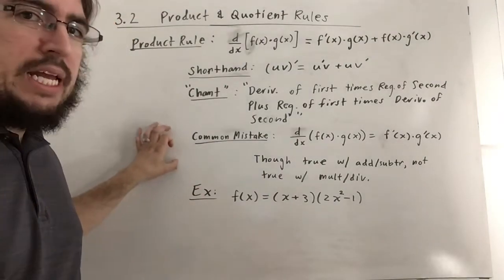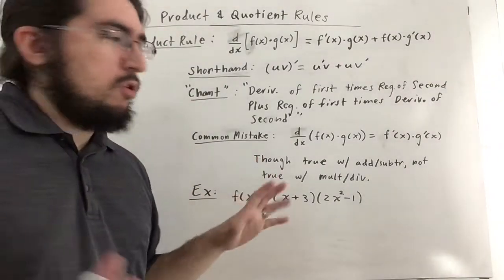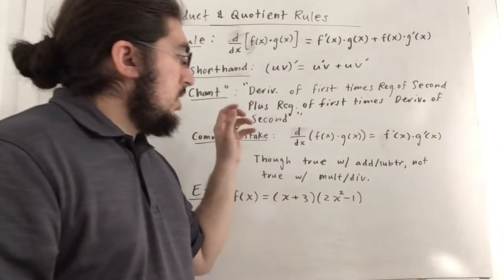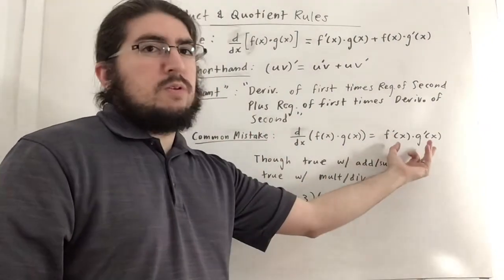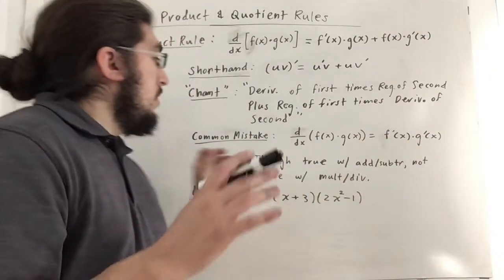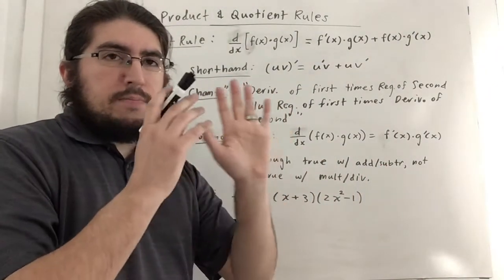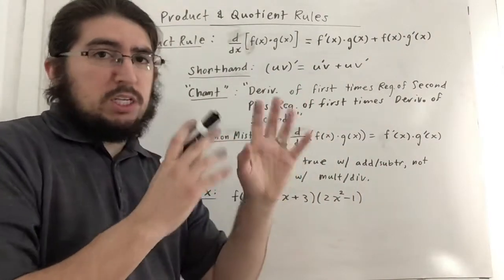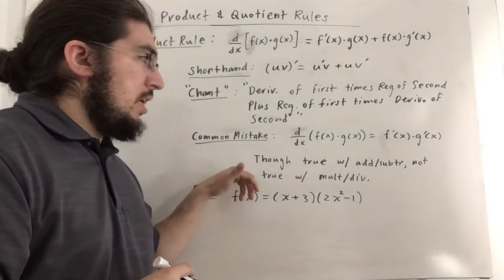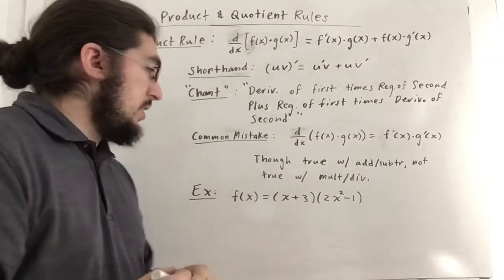A very common mistake that people make that obviously I don't want any of you to make is this. Derivative of a product is just a product of derivatives. That is not true. Though it is true with addition and subtraction, you can just take derivative term by term if it's addition or subtraction. It's not true with multiplication or even division, as it turns out.